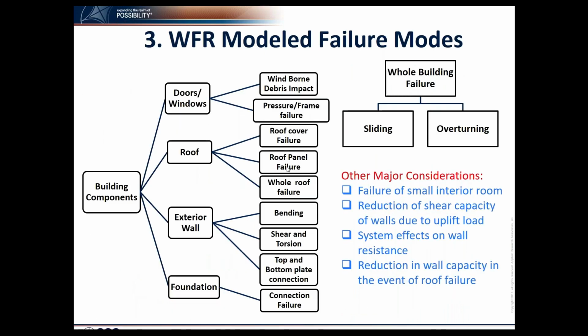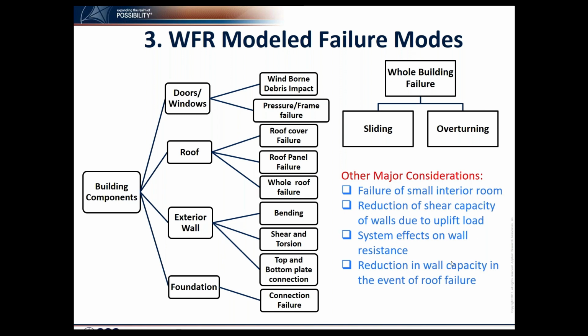And now I'm going to talk about failure modes, and this is basically the failure mode of a single family house. So we modeled the component level failure as well as the global level failure, such as sliding and overturning. For the component level failure, for example the exterior wall, we modeled the out of plane bending, in plane shear and torsion, and then failure of the top and bottom plate connection.